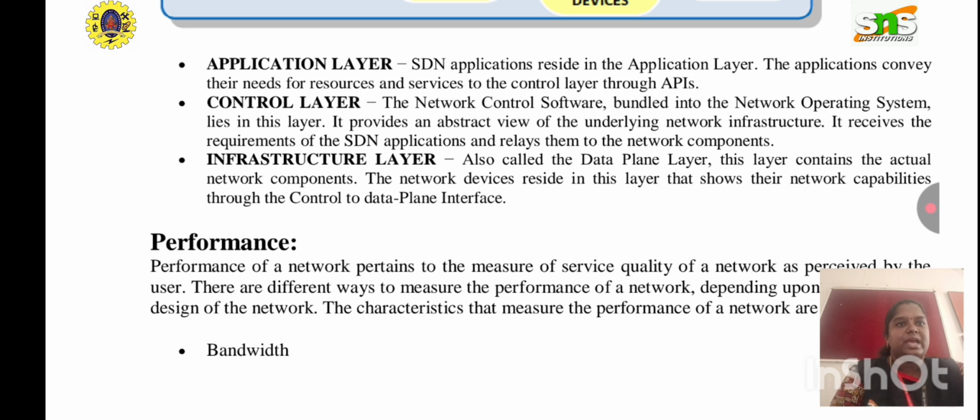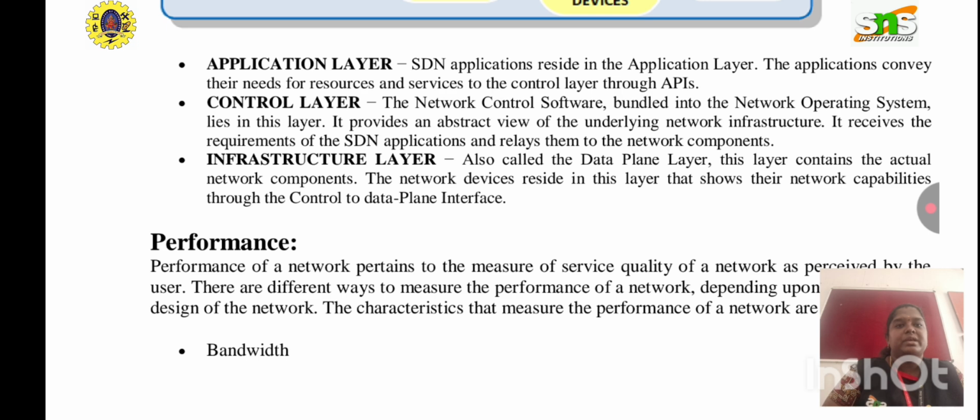The control layer has a bundle of network operating systems. It provides an abstract view of the underlying network infrastructure; whatever they need, the infrastructure will be shown. It receives the requirements of the SDN application and relays them to the network components. The infrastructure layer is the data plane layer. This layer contains the actual network components, and the resources they need will be shown by the infrastructure layer.